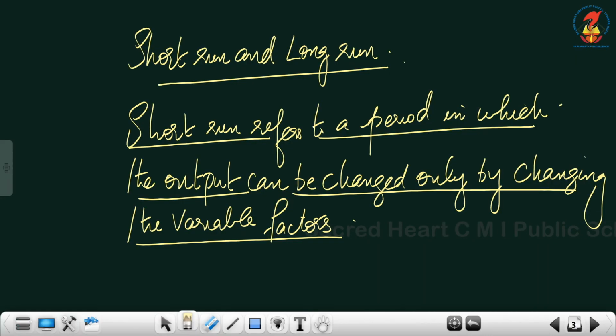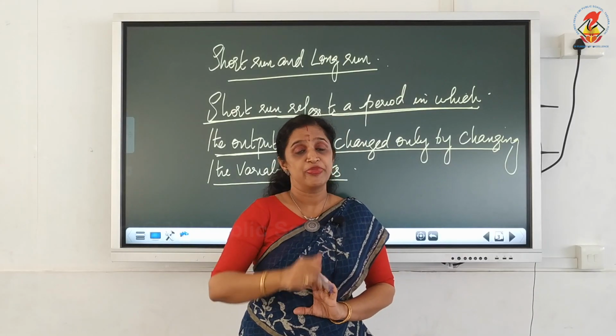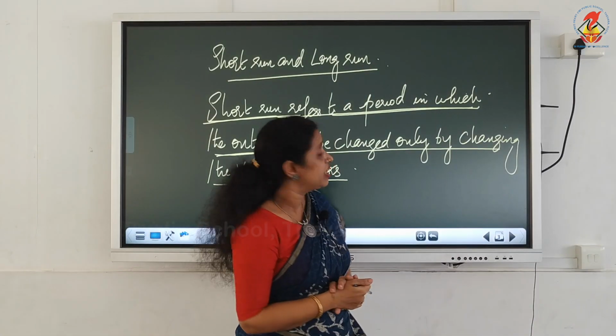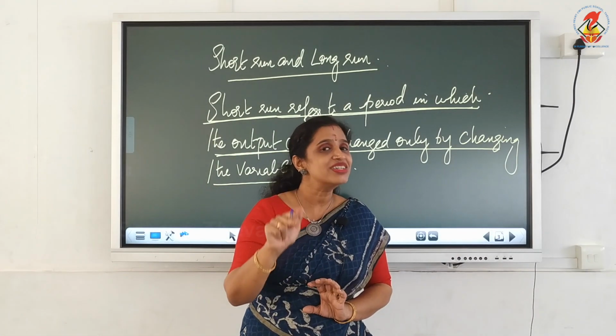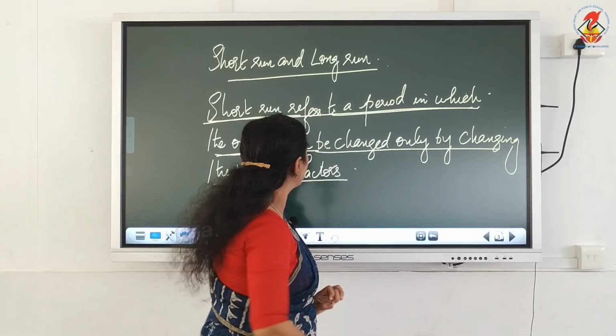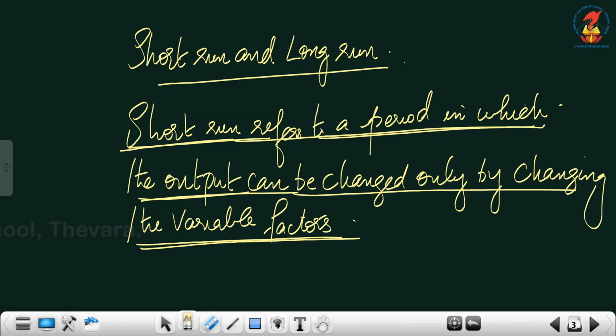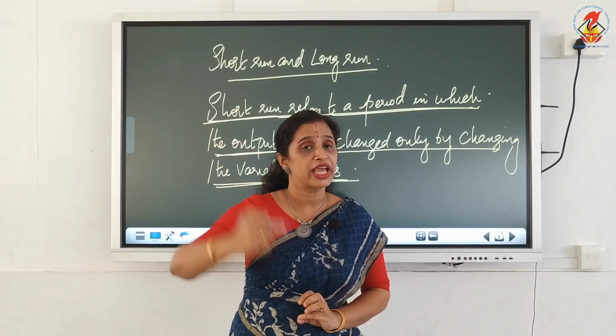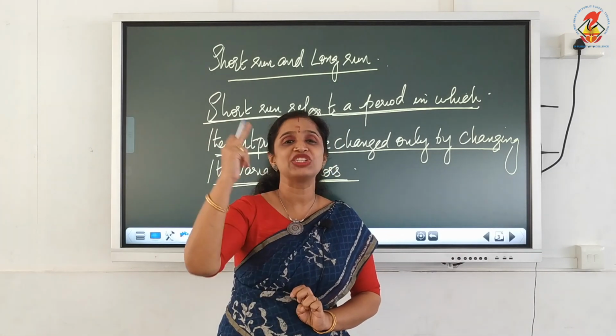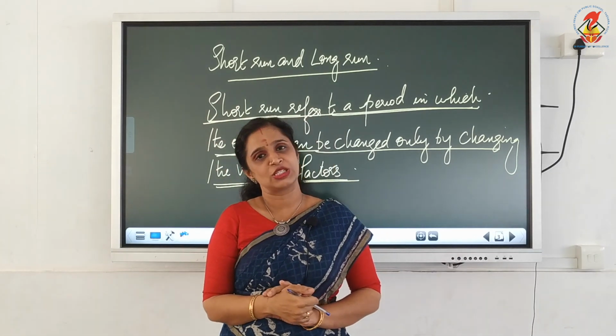Now what I am trying to explain is short run. Short run refers to a period in which output can be changed. What is the output here? Shirt. So short run refers to a period in which the number of shirts, or output, can be changed only by changing the variable factors.